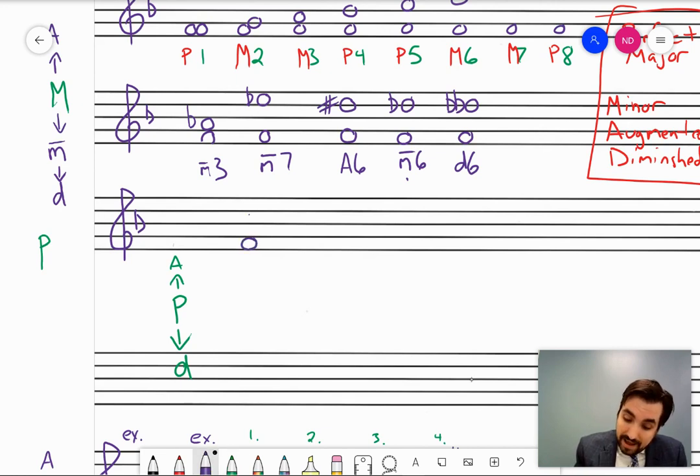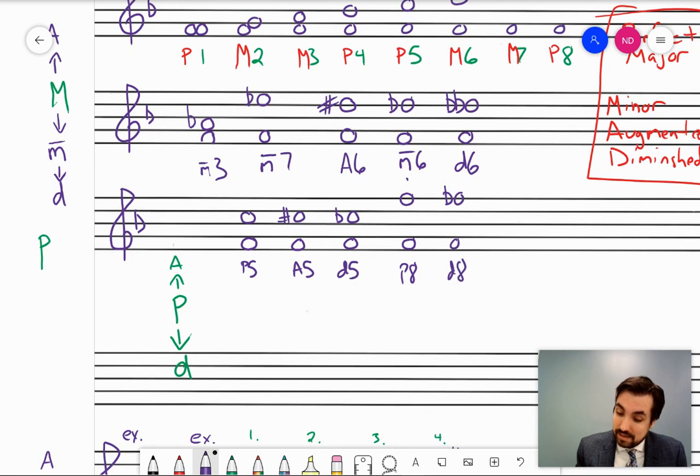So F to C, perfect fifth, like from above. F to C sharp, augmented fifth. F to C flat, diminished fifth. And you can do this with any of the perfect intervals, even the octave. So F to F, perfect octave. F to F flat, diminished octave. F to F sharp, augmented octave.